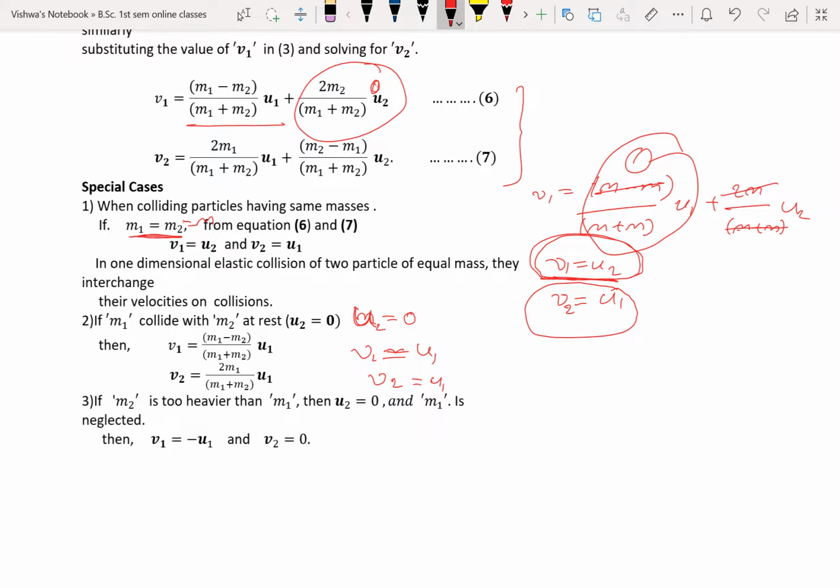And the third case is when m2 is heavier than m1. So in that condition, m2 is already at rest, u2 is equal to 0. So in these conditions, what happens? v1 equal to minus u1. That means the first object which is moving is just going to change its direction. It is going to bounce back with the same velocity which it already had. Okay, but v2 is 0. Before collision and after collision, the velocity of the second object is 0.